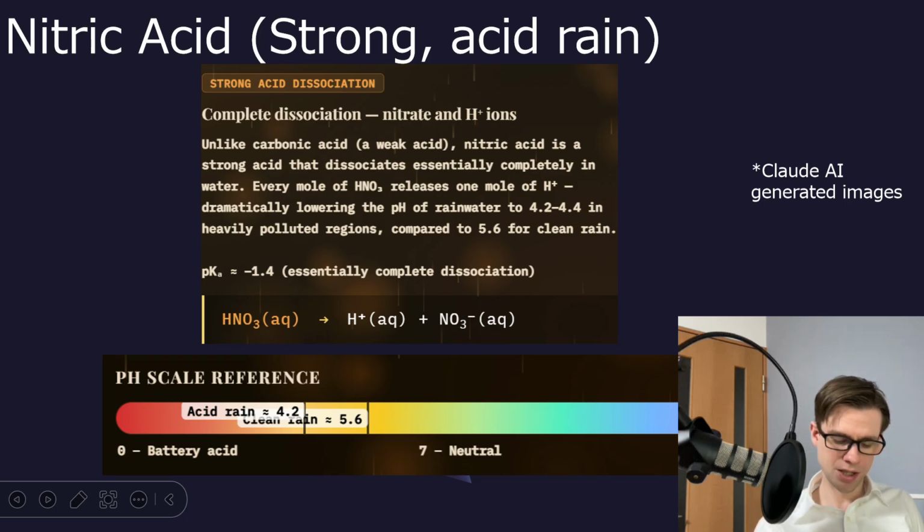So you can see that on the pH scale underneath. We had clean rain with carbonic acid at 5.6, but now we'd be going down to 4.2. Remember that the pH scale is logarithmic, so going from 5 to 4 would be 10 times more H plus. And we're going almost 1.5 pH units lower. So that could be more like 50 times more H plus in the HNO3 acid rain.